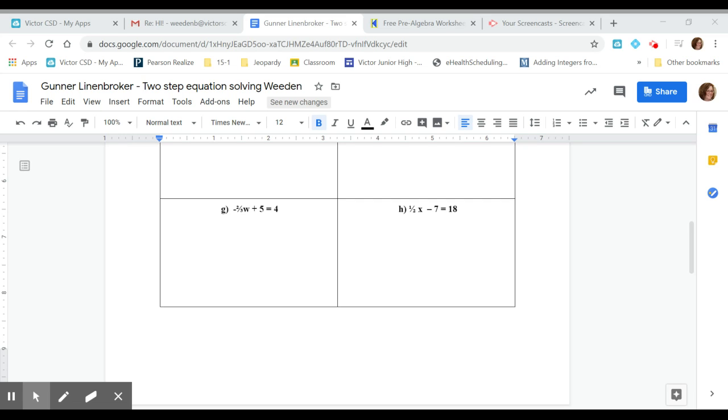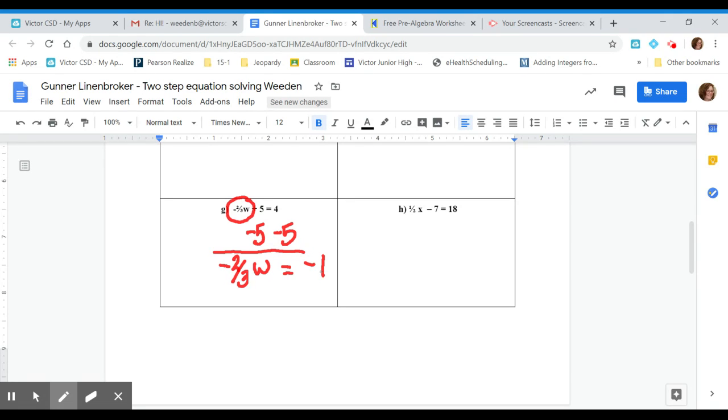We're trying to figure out what W is. So we know that negative 2/3 W plus 5 is equal to 4. So this plus 5 is equal to 4. So the way we figure out what the part I have circled is we subtract 5 from each side. We bring down the negative 2/3 W equals -1 because 4 minus 5 is -1.